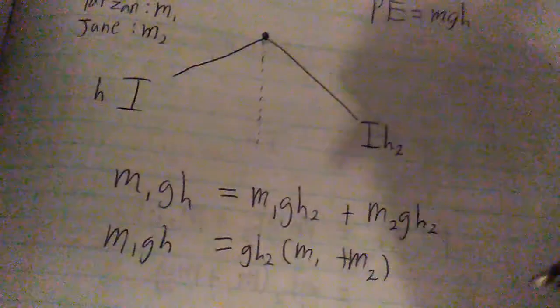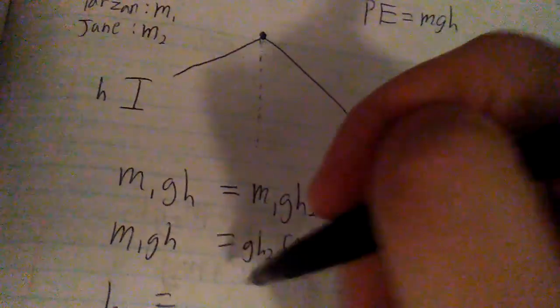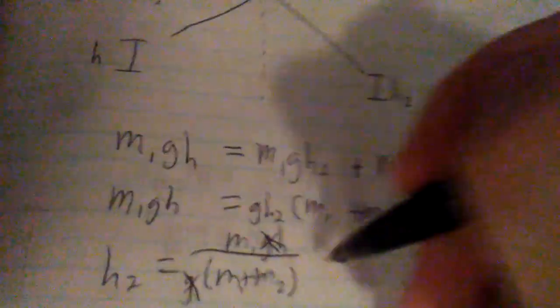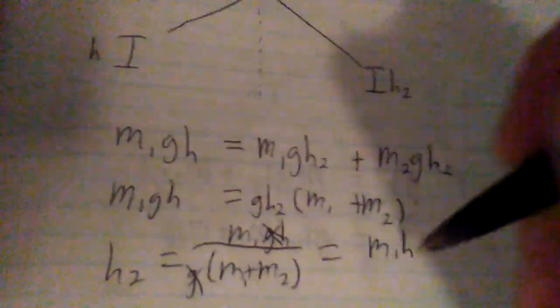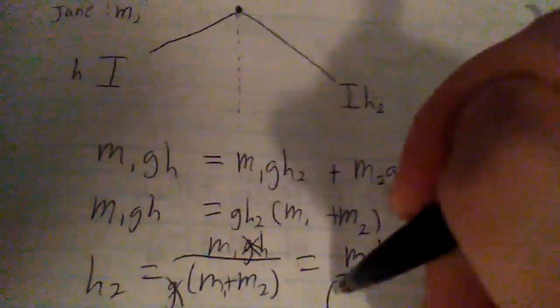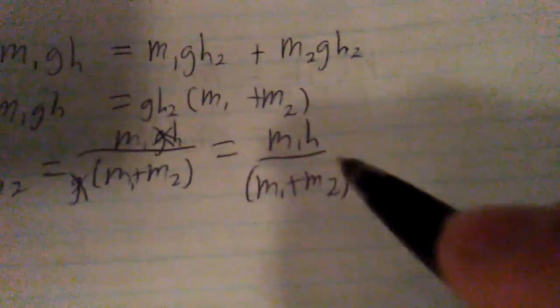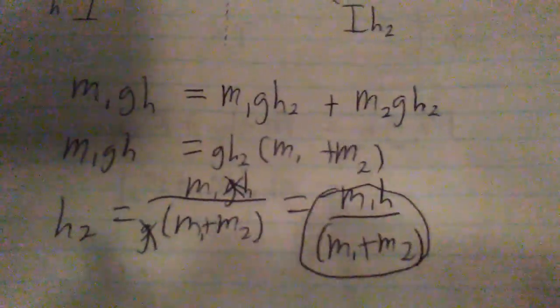So now it's going to be written as h2 equals m1 g h over g times (m1 plus m2). And since there's a g in the top and bottom, we can cancel those out. So now it's just equal to m1 h over m1 plus m2. And this was one of the multiple choice options we had on that question. So that is your answer for h2.